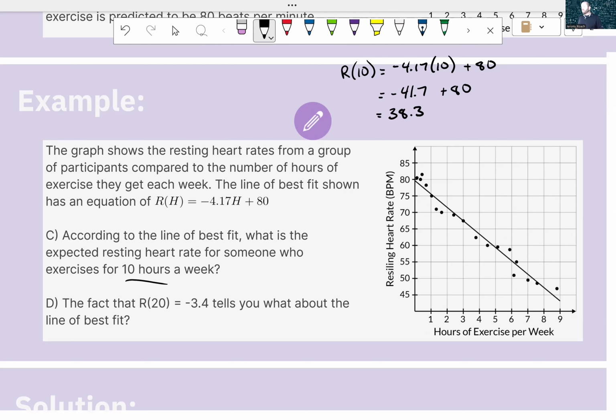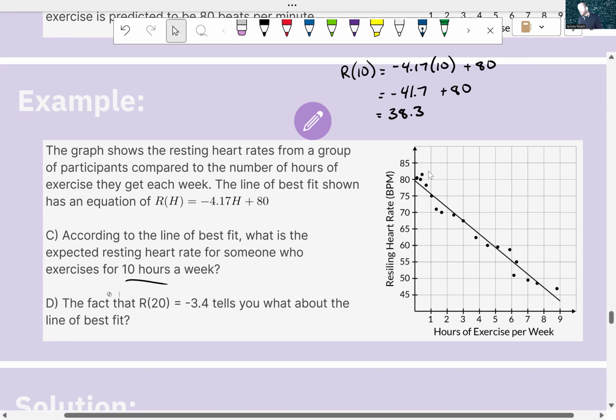Now, that's a very low heart rate. Some people might even argue that that's dangerously low for your heart to be beating that slowly. But that's what the line of best fit is telling us.